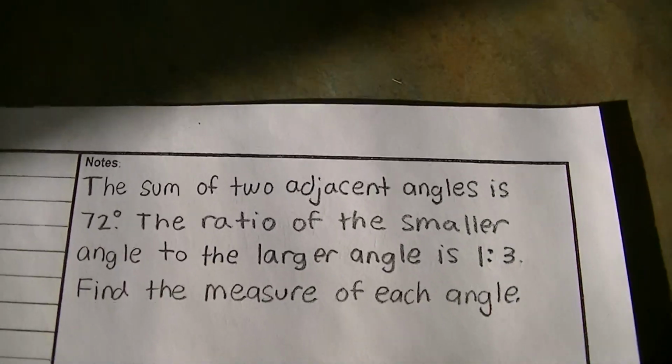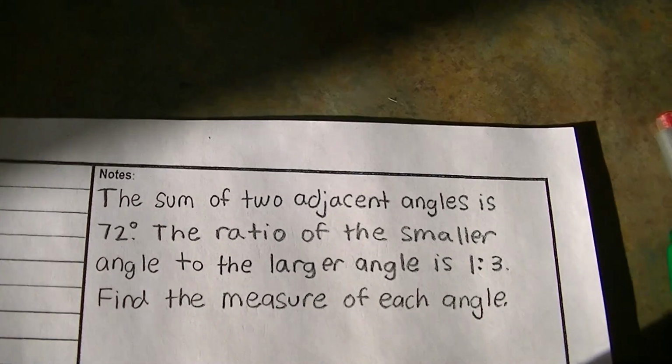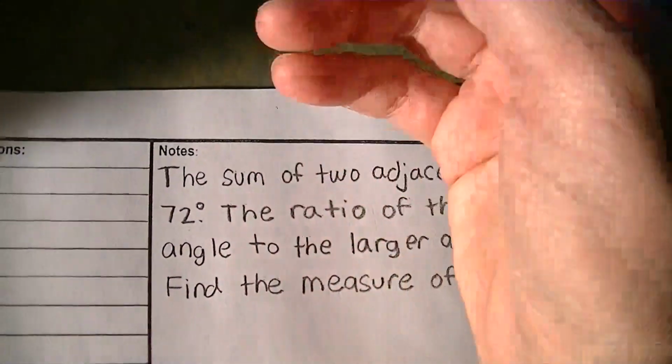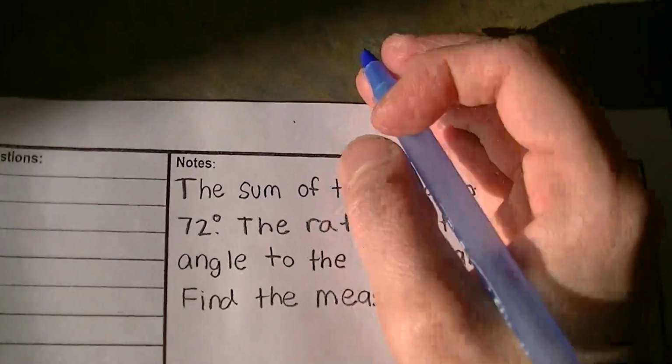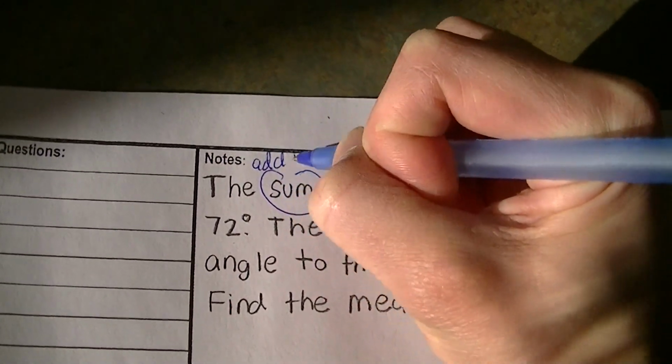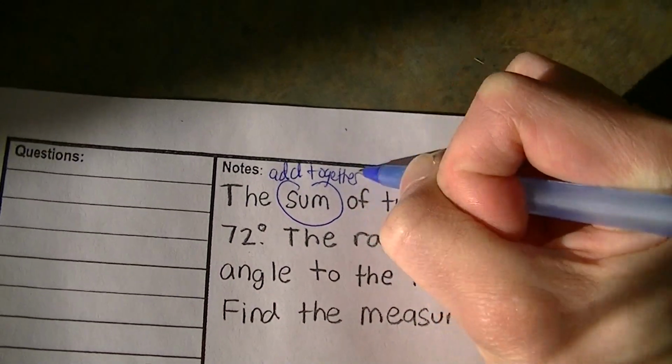Okay, the sum of 2 adjacent angles is 72. Okay, let's stop right there and piece together what it's saying. So the sum, remember, is when you add something together, and this answer is the sum. So I know I'm going to have to add something together.